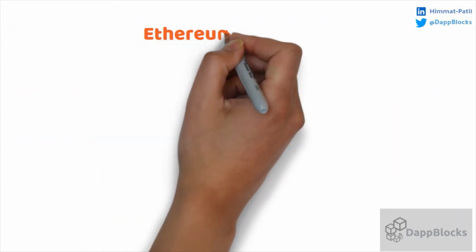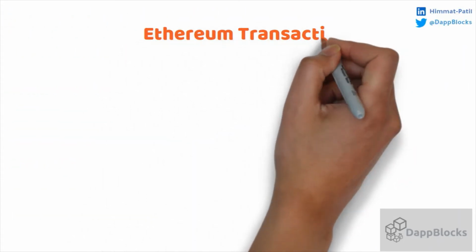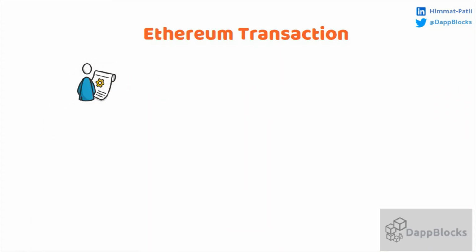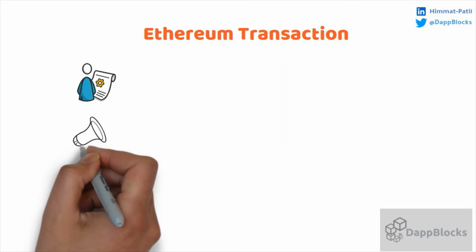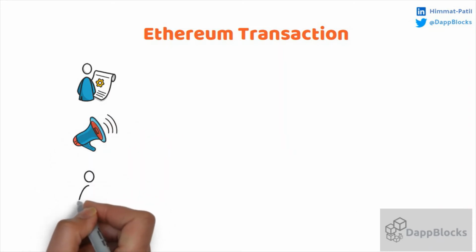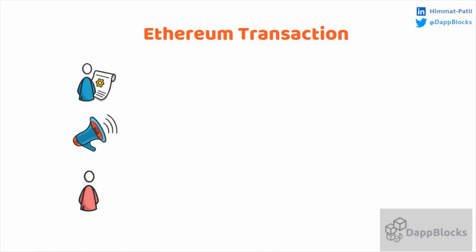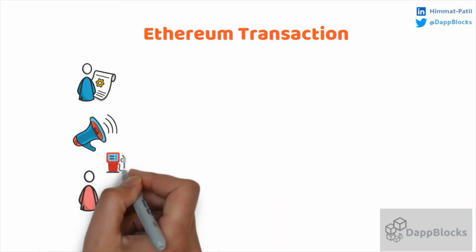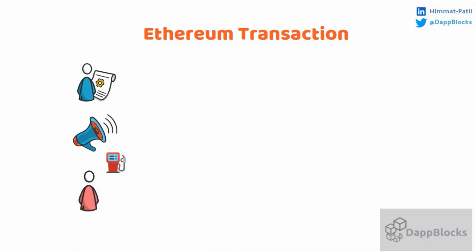Transactions. A transaction is a single cryptographically signed instruction. An account initiates a transaction to update the Ethereum network state. Once the user submits a transaction, it is broadcast to the whole network. After this, a miner will execute the transaction and it will change the network state. In order to execute a transaction, the miner takes fees in the form of Ether. This fee is called a gas fee.